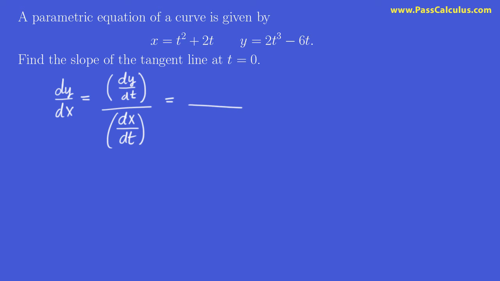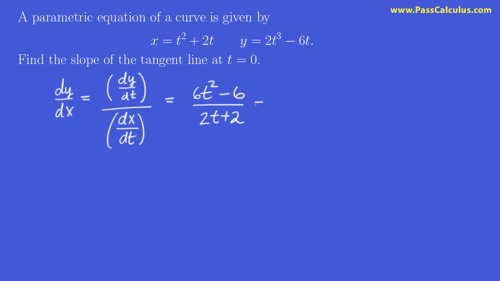Well, dy/dt, let's see, y is right here. Y is equal to 2t cubed minus 6t. I'm going to differentiate that with respect to t. 2 times 3 is 6t squared, minus 6 times 1, which is just 6. And then dx/dt, x is t squared plus 2t. We're going to differentiate that with respect to t, so that's easy. It's 2t plus 2.